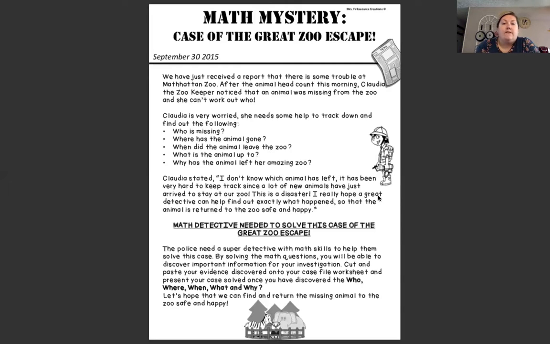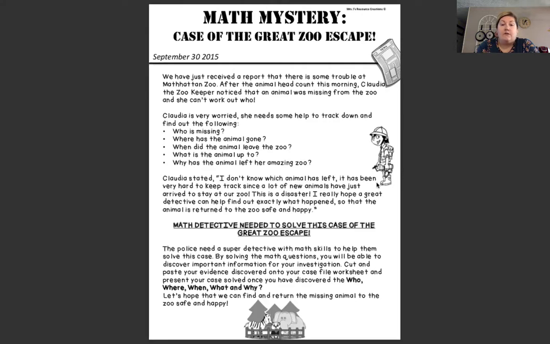We have just received a report that there's some trouble at Manhattan Zoo. After the animal head count this morning, Claudia, the zookeeper, noticed that an animal was missing from the zoo and she can't work out who. Claudia is very worried. She needs some help to track down and find out the following: who is missing? Where has this animal gone? When did the animal leave the zoo? What is the animal up to? And why has the animal left her amazing zoo?